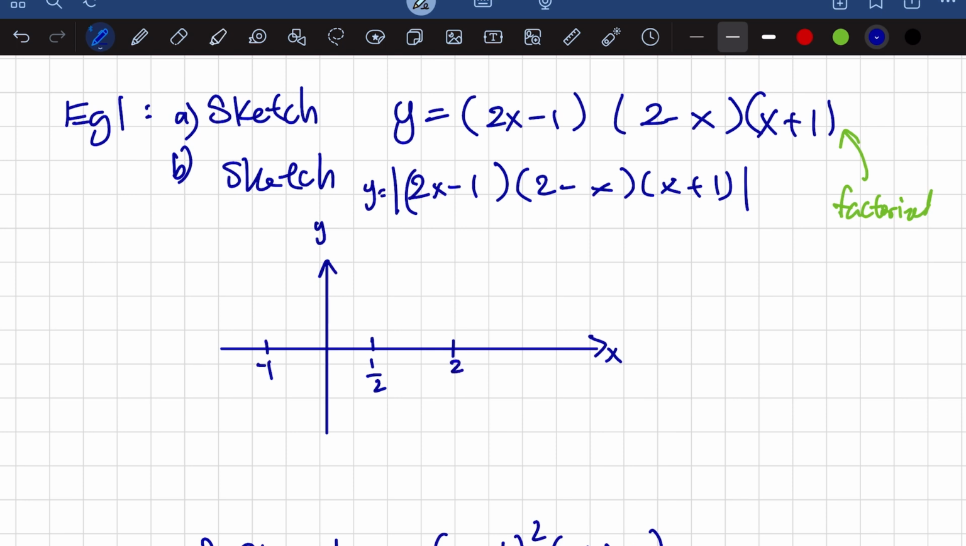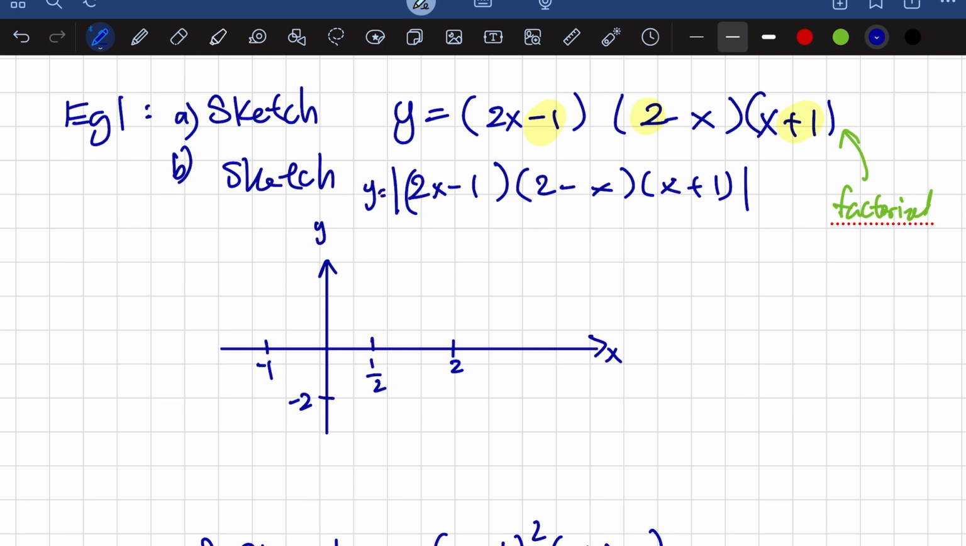All right, so other than that, we also have to check for the y-intercept. So we're going to multiply all the constant terms at the back together, which is this and this. All right, so minus 1 times 2 is minus 2, minus 2 times 1 is minus 2. So we expect negative 2 as our y-intercept.